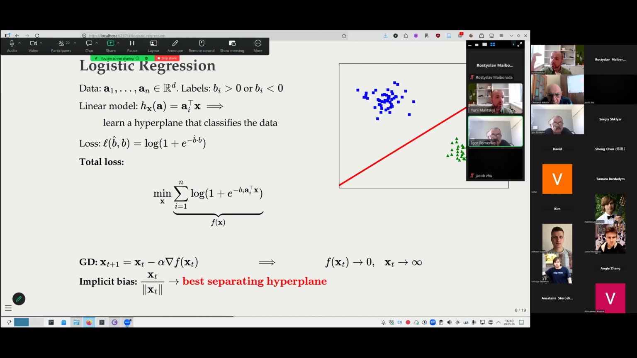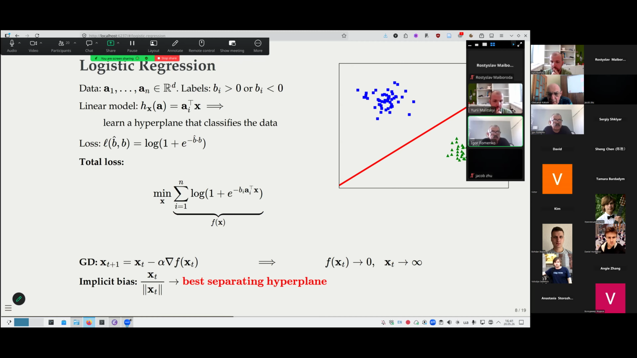If you use normalized iterates, x_t over the norm of x_t, then they converge to a vector that defines this red line. It's a normal vector that defines this red line. I'm confused. What does it mean that x_t tends to infinity? It's a shortcut to mean that the norm of x_t goes to infinity. So it's basically an unbounded sequence.